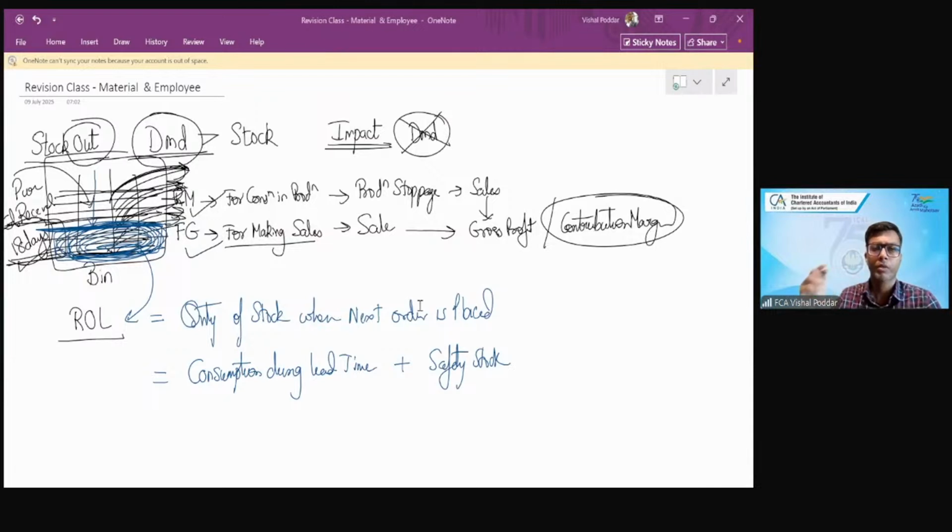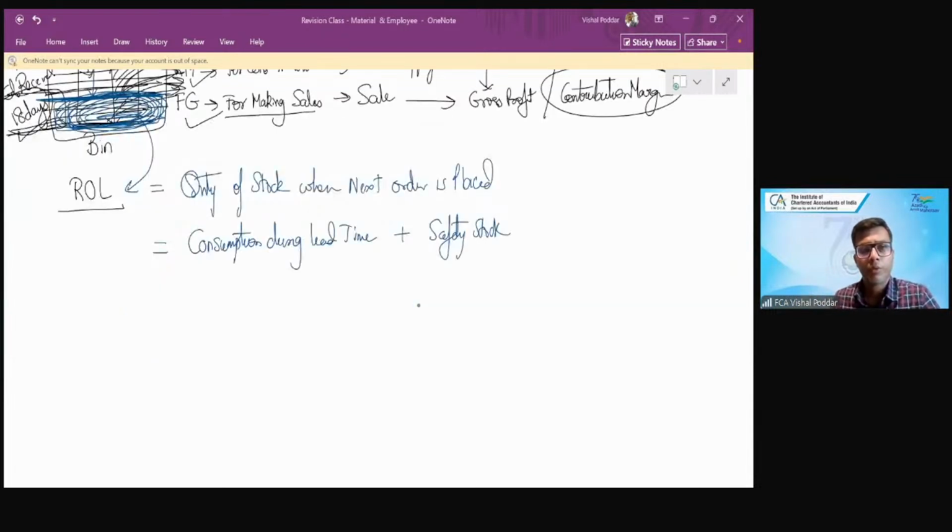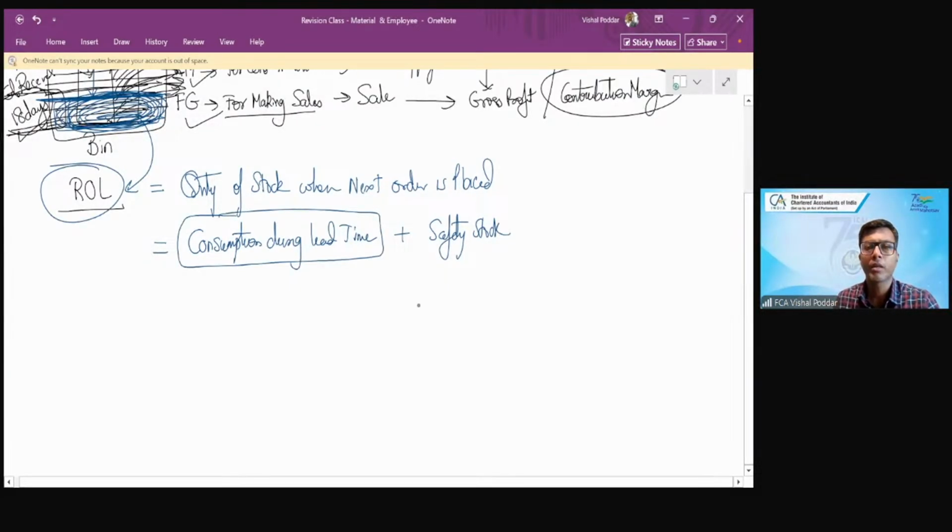Now, in order to find out the reorder level, I need to determine two things. How much would be my consumption during lead time? And if required, which is not compulsory, this is optional, I can keep some extra quantity in stock, which is called safety stock. Now, what is consumption during lead time?